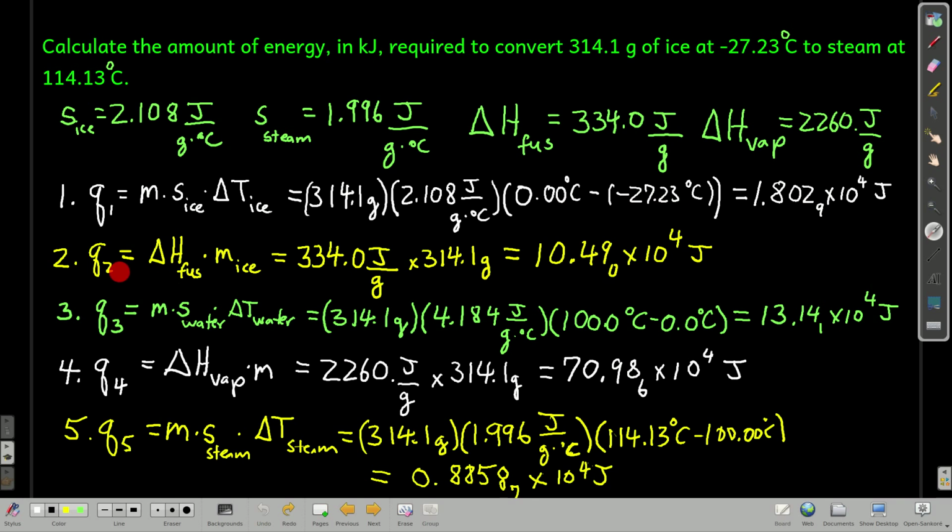You get this. To melt it, delta H of fusion times the mass. To raise the temperature of the water, mass times the specific heat of liquid water, which you're supposed to know, times the delta T of the water, which is the final, 100 Celsius, minus the initial, 0. Not minus 27.23, but just 0, after we've already melted. And then to vaporize it, delta H of vaporization times the mass. And to raise the temperature of the steam, mass times the specific heat of the steam. Now delta T of the steam is the final, which is this, minus the initial temperature of the steam, which is its boiling point. We get that.